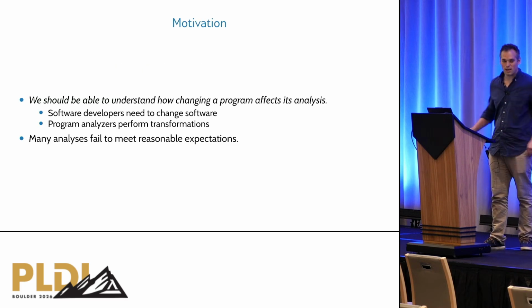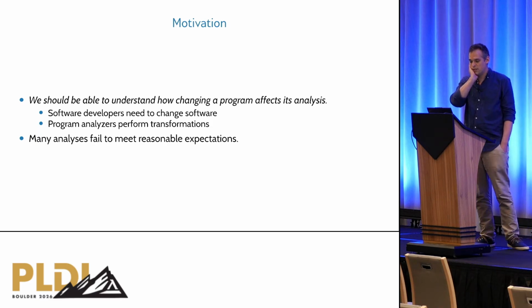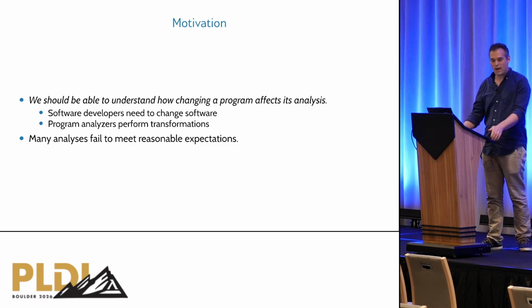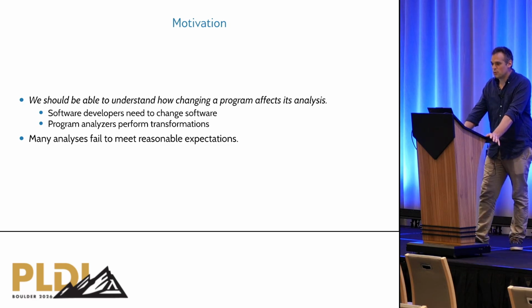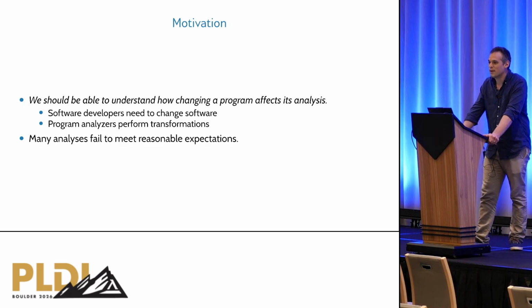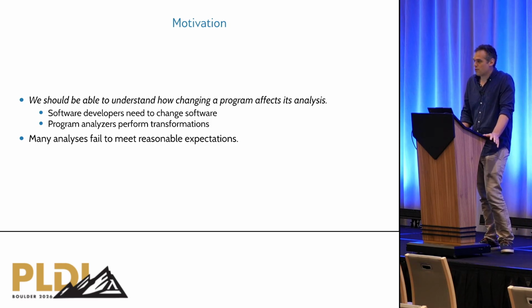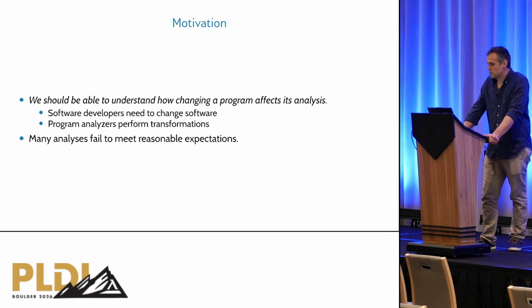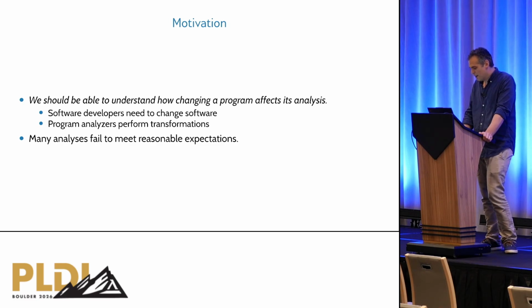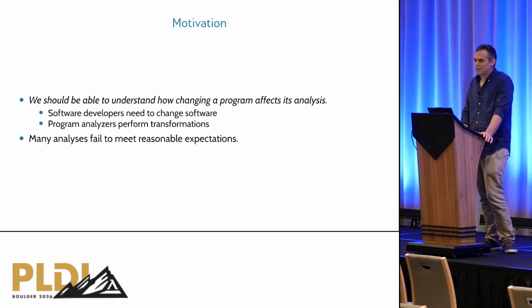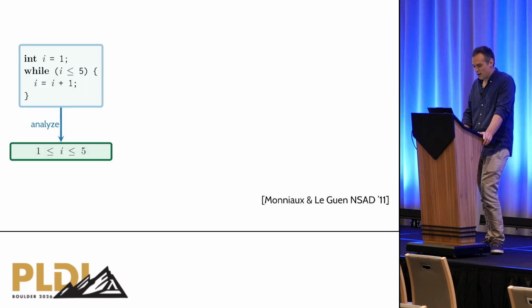I'm going to start this talk by taking the position that we should be able to understand how changing a program is going to affect our analyses. This is important to software developers who are constantly changing their code and need to understand, for instance, how a change is going to impact a list of warnings that they get from a static analyzer. It's also important for program analysis designers because we incorporate transformations in our tools, and we want to understand whether a transformation is going to make an analysis better or worse. But many analyses fail to meet reasonable expectations in these regards.